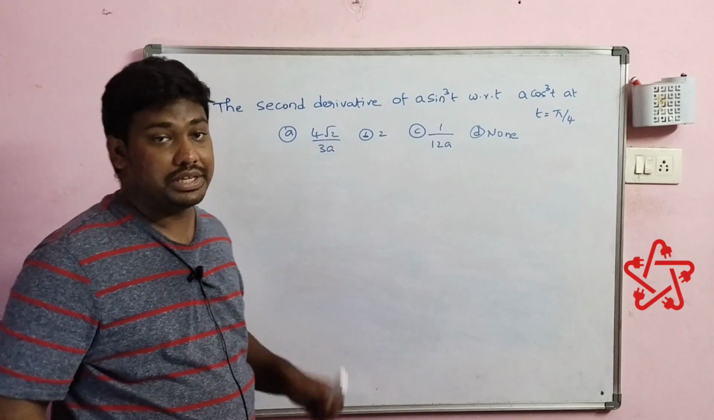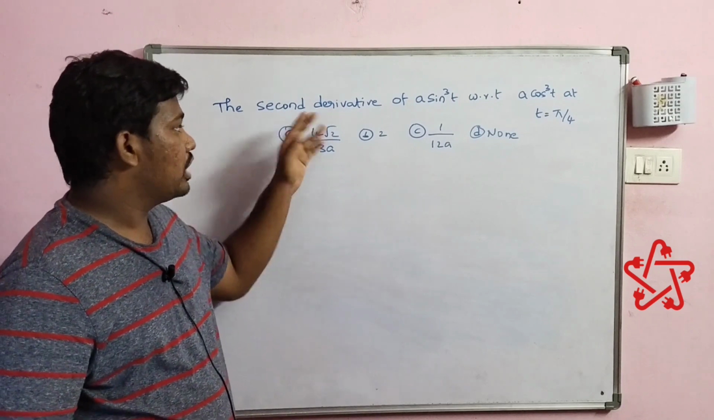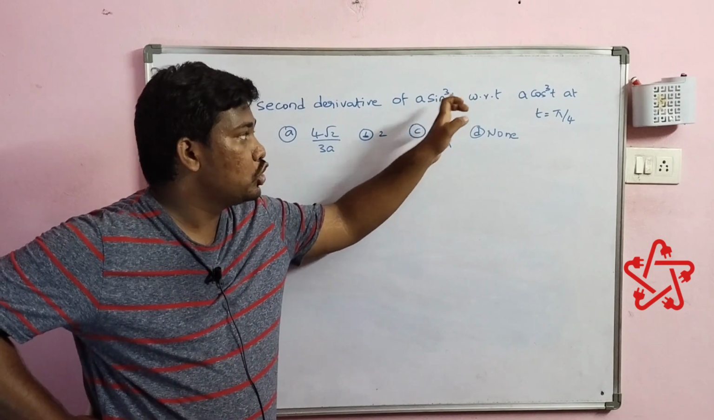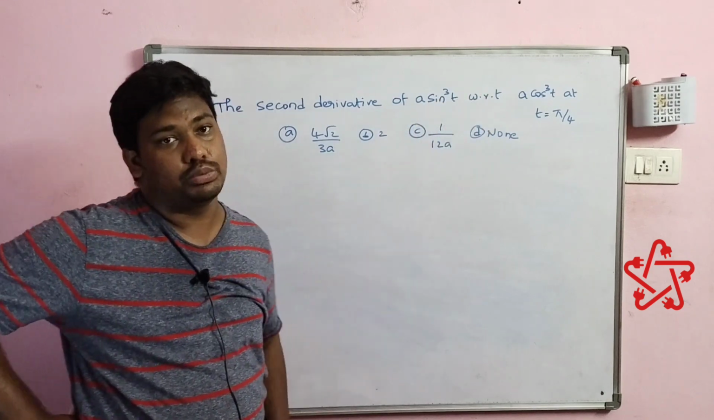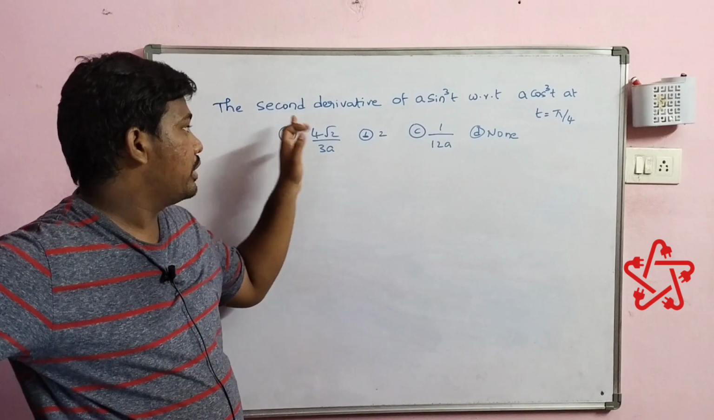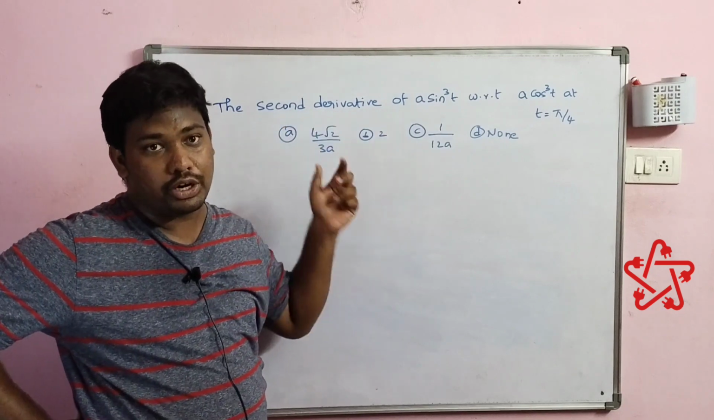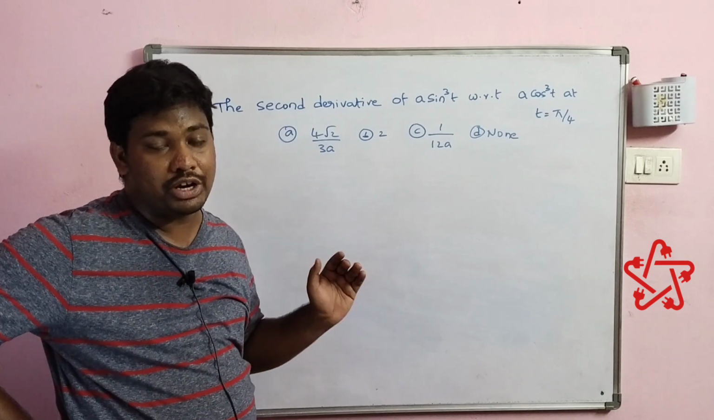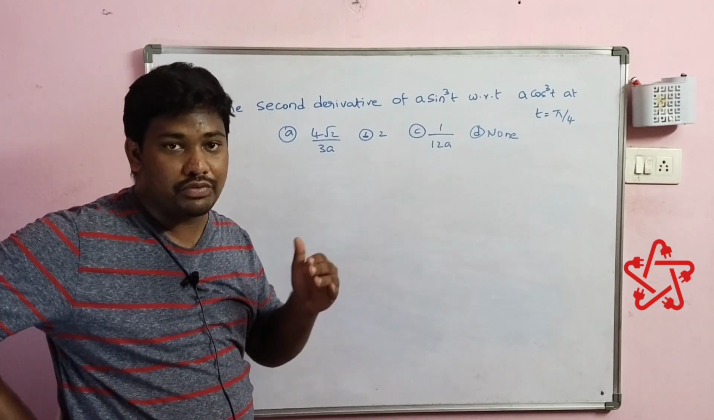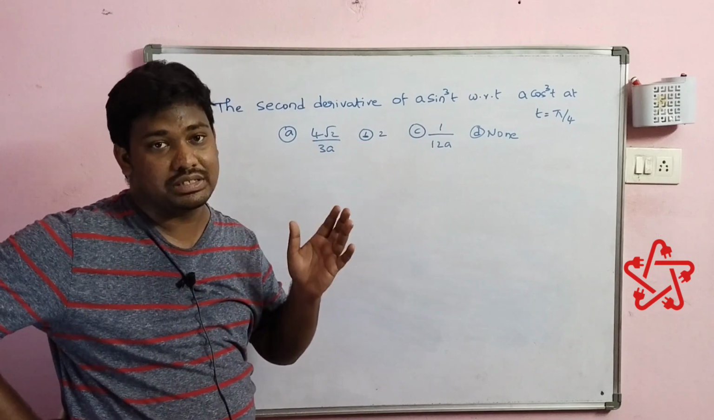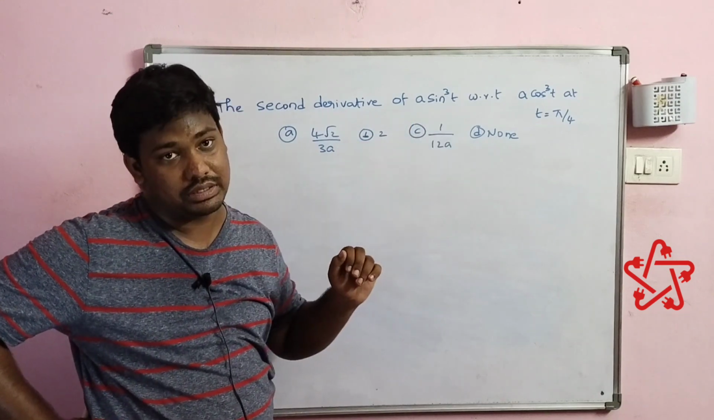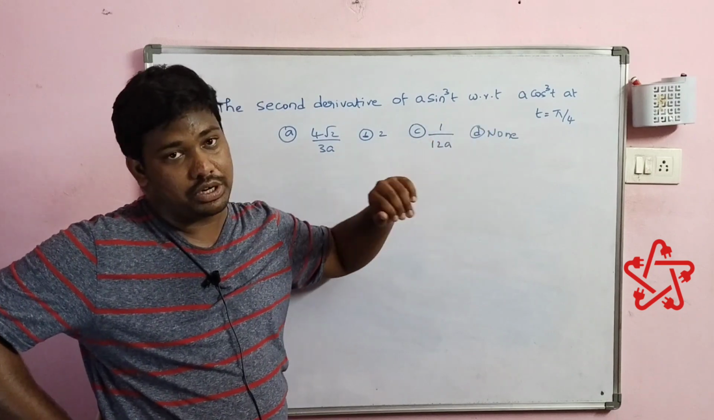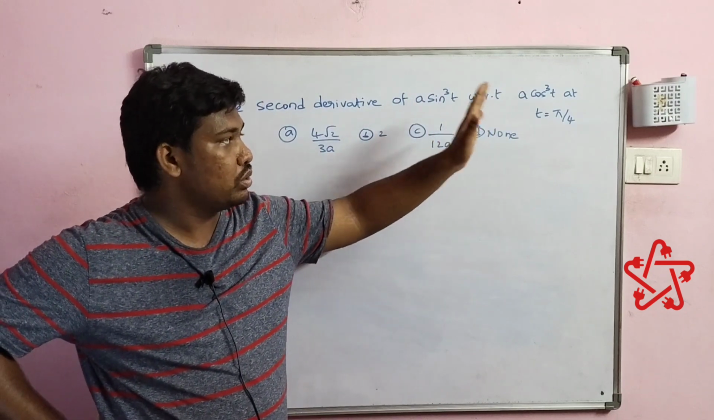The next question is the second derivative of a sine cube t with respect to a cos cube t. What did you understand by the term second derivative? Second derivative implies we need to differentiate twice. Right? Of a sine cube t with respect to a cos cube t.